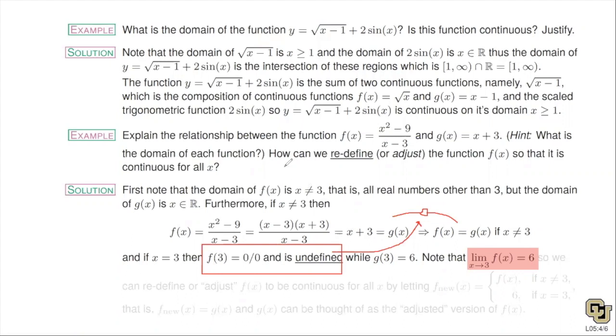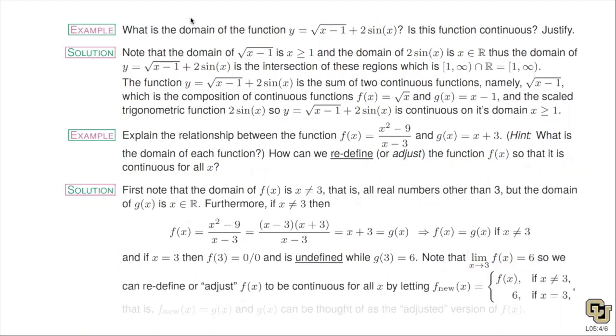Another part of this question was, can we redefine or adjust the function so that it is continuous for all x? When a function has one removable discontinuity, or finitely many, 2, 3, 4, we can fix the function at those individual points. Another word that's used is to adjust the function. I don't think our book uses that; other books use the word adjust. Our book uses, I think, redefine mainly. So we can redefine or adjust the function so that it's continuous for all x in the following way.